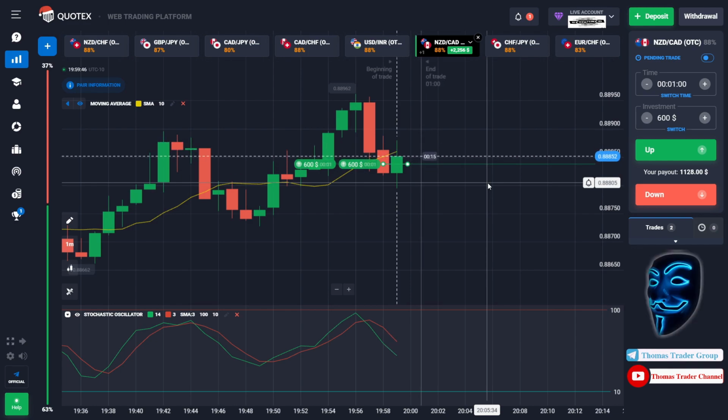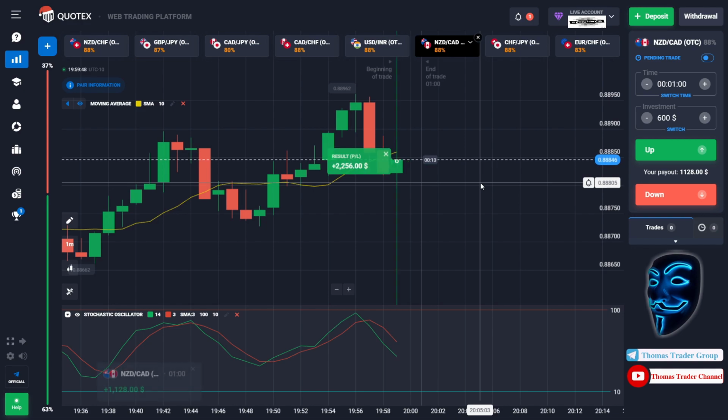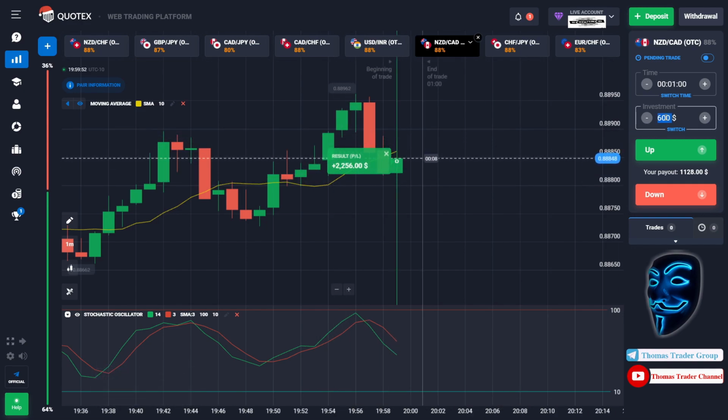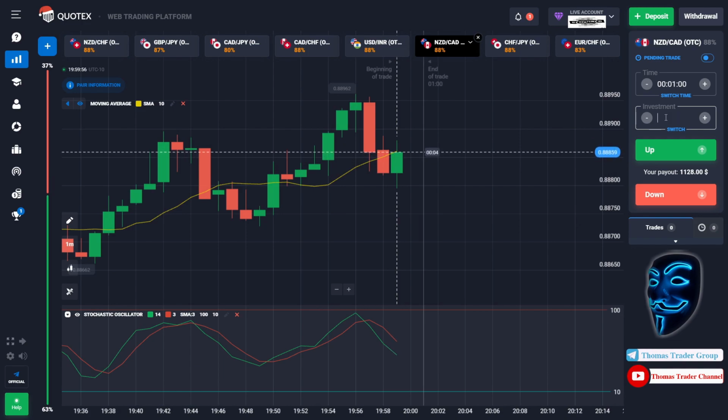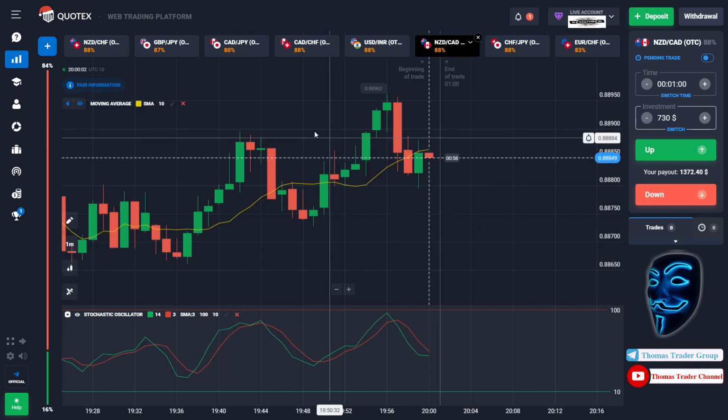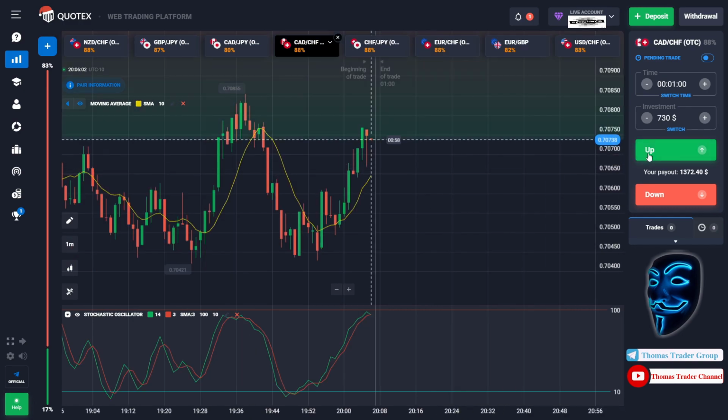We made a right prediction over here. We made a profit of $2,256. Since the max trade amount is only $1,000, let's divide it into 3. We will open 3 positions of $730 in the next open position. Let's find the other market. Over here we can open buy for 1 minute.